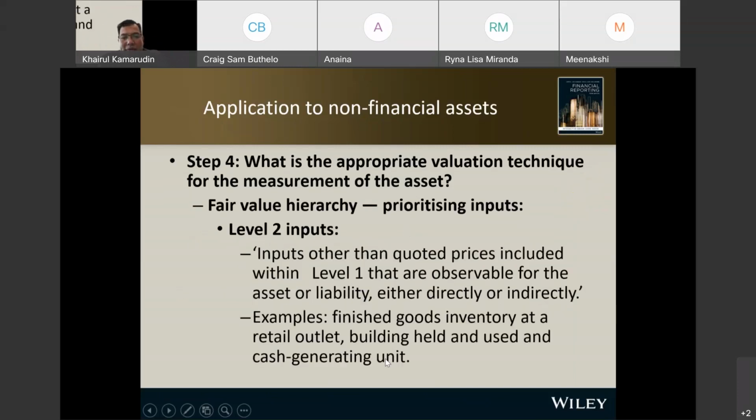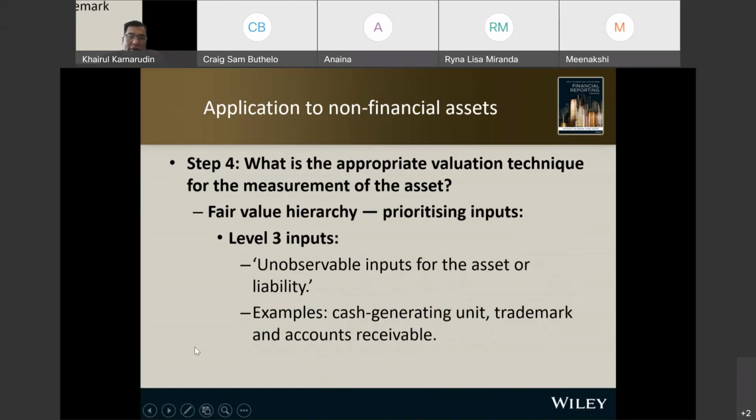And then L2, level 2, is if you don't have these active markets, how are you going to do it? Inputs other than quoted price included within level 1 that are observable for the asset either directly or indirectly. We don't have the quoted price, so what will be the observable value of the price based on observable data? For example, finished goods inventory at retail store, building held and used, and cash generating unit. So you want to check what will be the value for that asset.